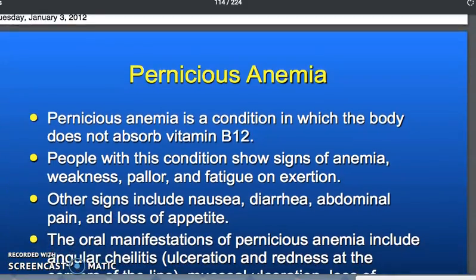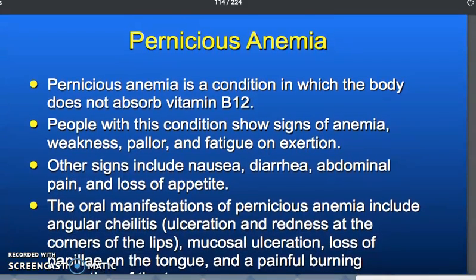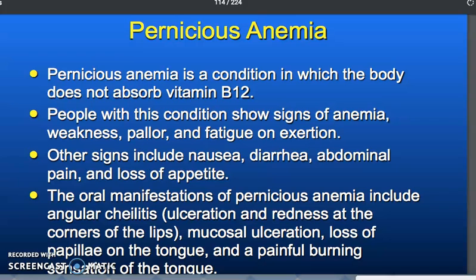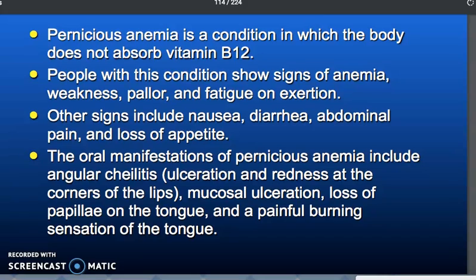Okay. All right, so let's move on to something else that affects the tongue. It's a type of anemia, pernicious anemia. It's a condition in which the body does not absorb vitamin B12. So people with this condition show signs of anemia, weakness, pallor, which means that they're very pale, and fatigue. Other signs may include nausea, diarrhea, abdominal pain, and loss of appetite. Oral manifestations of pernicious anemia include angular cheilitis, remember that's at the corner of the mouth, ulceration and redness.